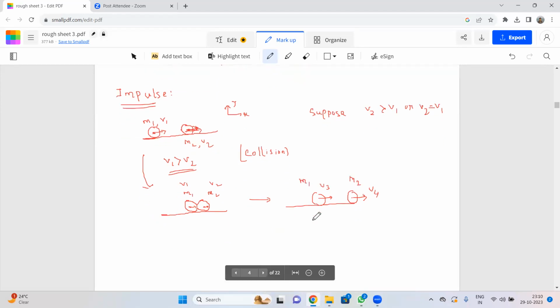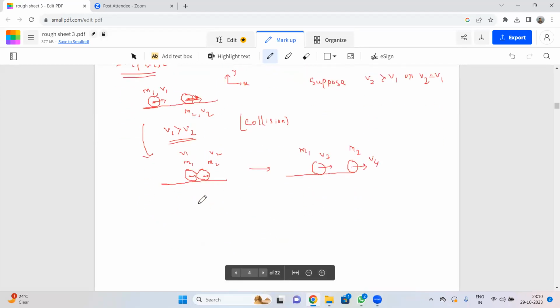So what we can see at this point is the total momentum. Momentum is mass into velocity. So there it is m1 v1 plus m2 v2, and here m1 v3 plus m2 v4. Now, due to the conservation of momentum, these two values are going to be equal.